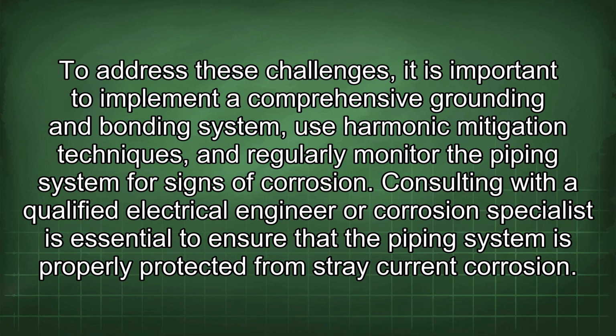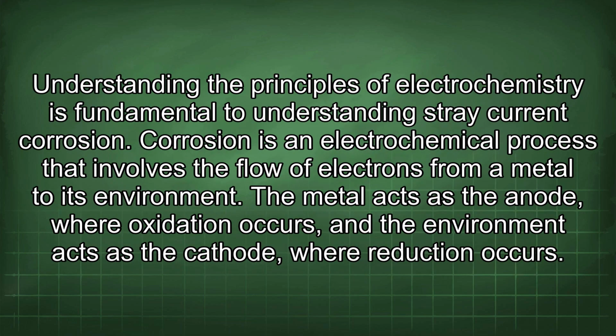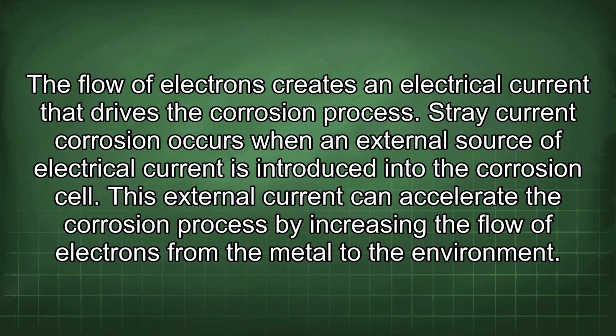Consulting with a qualified electrical engineer or corrosion specialist is essential to ensure that the piping system is properly protected from stray current corrosion. Understanding the principles of electrochemistry is fundamental to understanding stray current corrosion. Corrosion is an electrochemical process that involves the flow of electrons from a metal to its environment. The metal acts as the anode, where oxidation occurs, and the environment acts as the cathode, where reduction occurs. The flow of electrons creates an electrical current that drives the corrosion process.